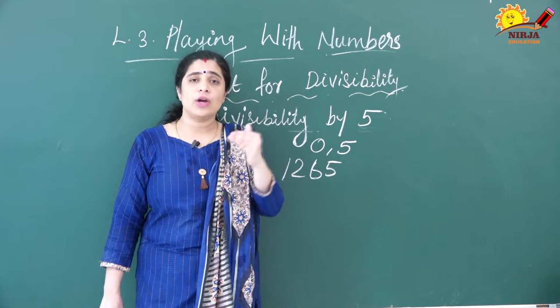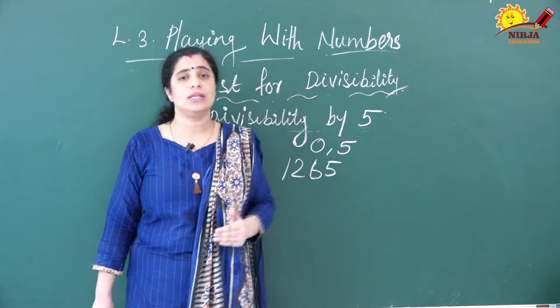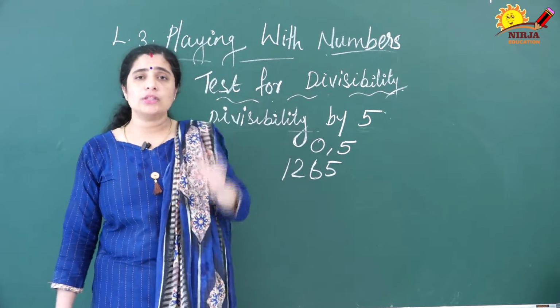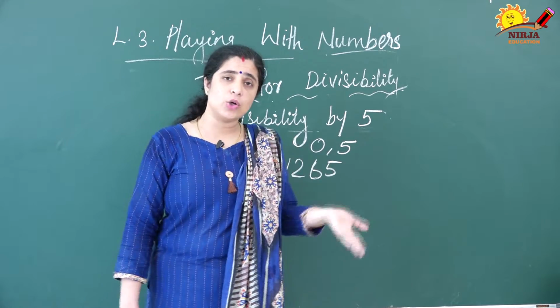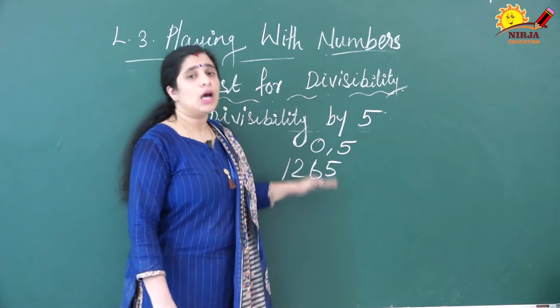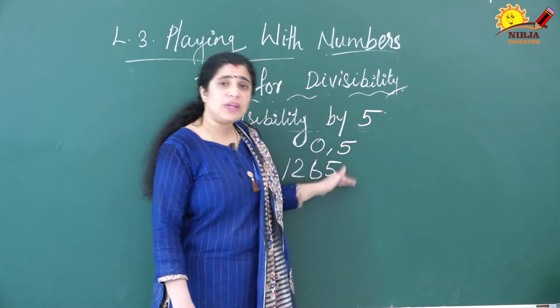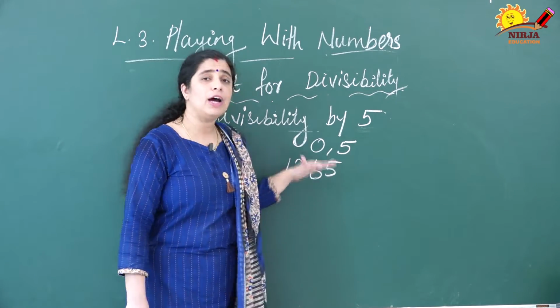You know that when you take the multiplication table of 5, you can see that in all the multiples, the ones place number will be either 0 or 5. That is why we are applying this rule here. If the number in the ones place is 0 or 5, then that number is divisible by 5.